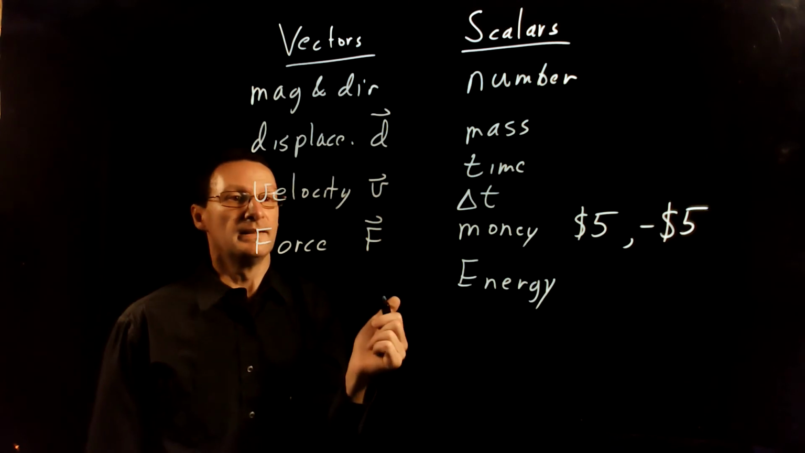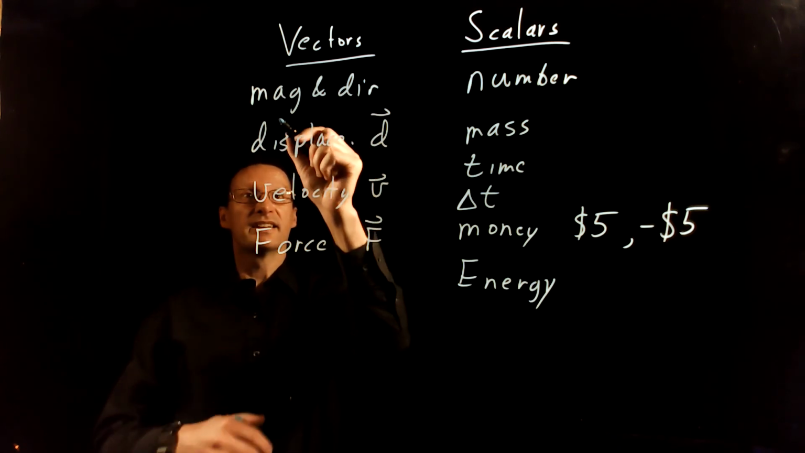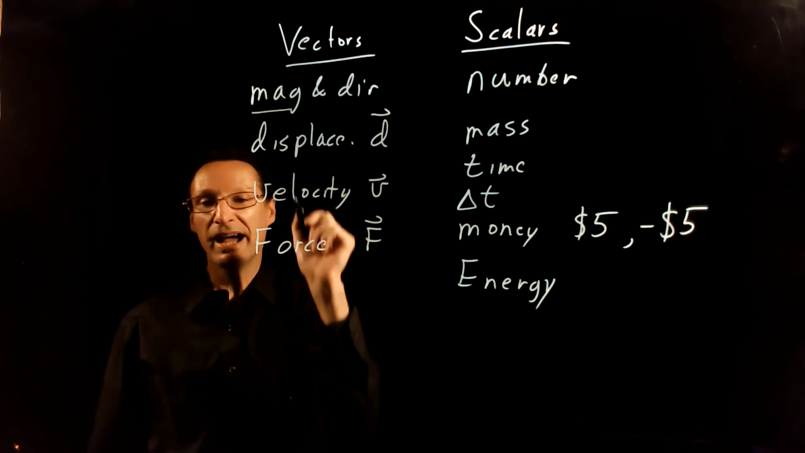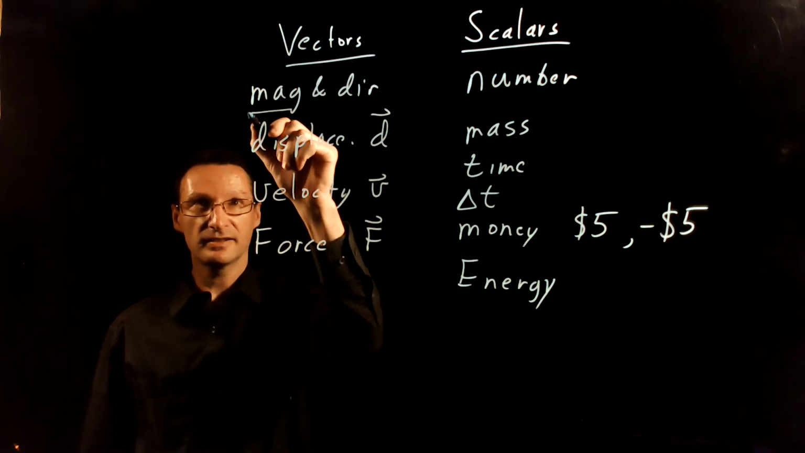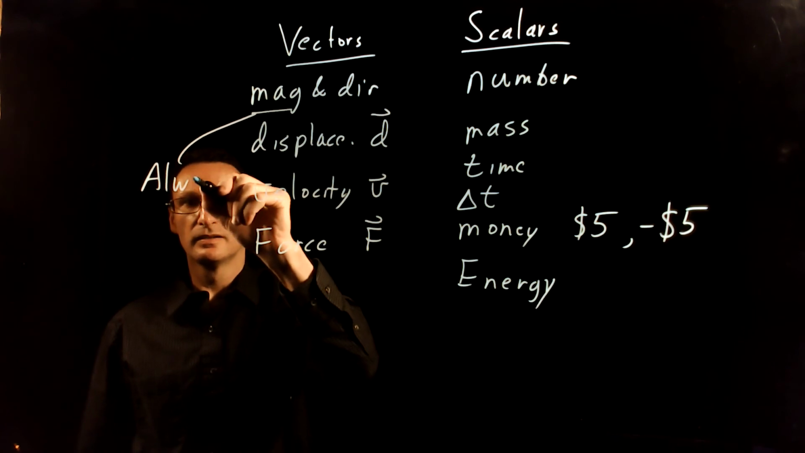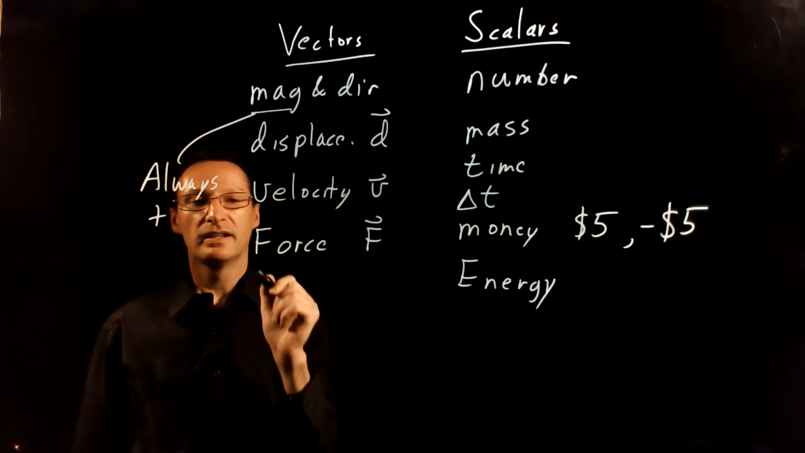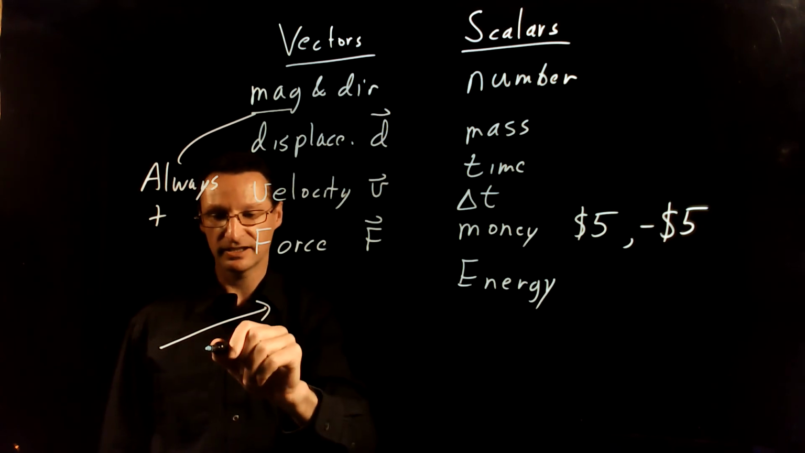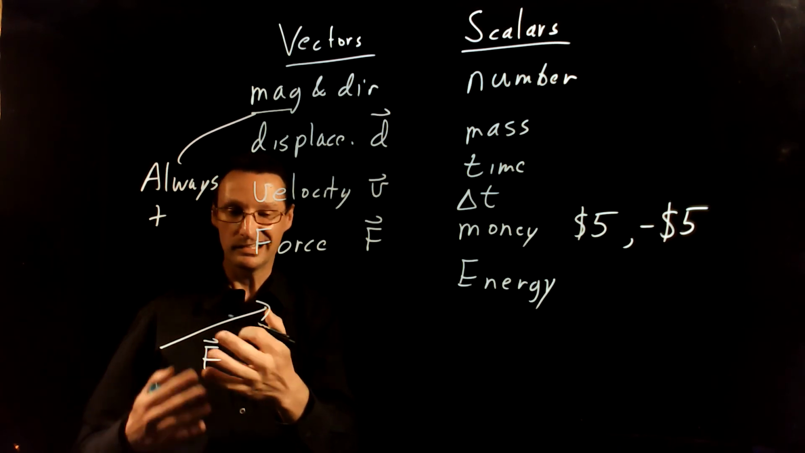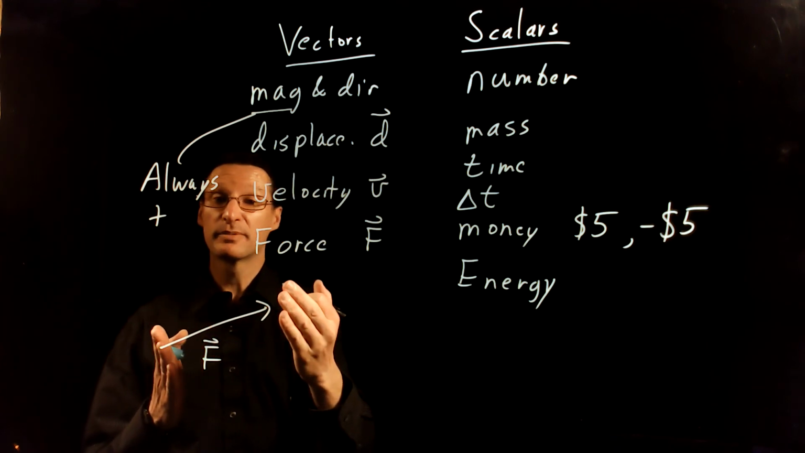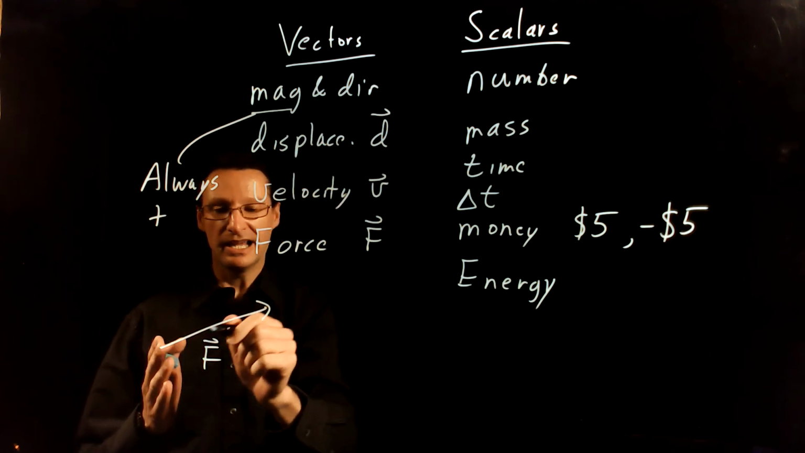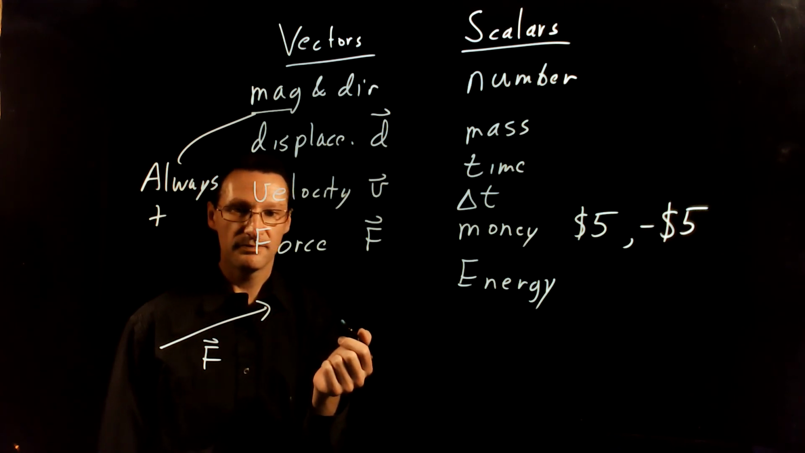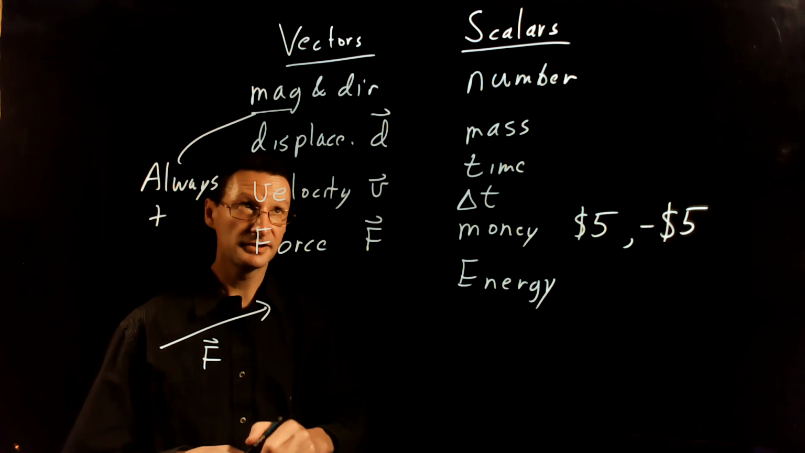And with this, the magnitude, I want to note one more thing here. The magnitude of the vector is always positive. This is just the length. And so we often denote vectors like force, for example, with an arrow, and then the length represents the magnitude, and then the direction, of course, is the direction of the arrow. Okay, so that's the main distinction between vectors and scalars.